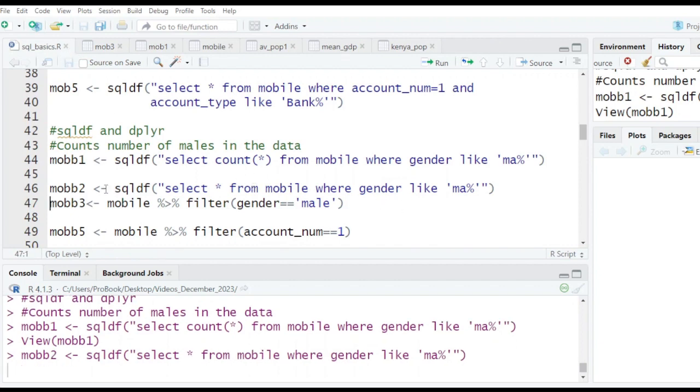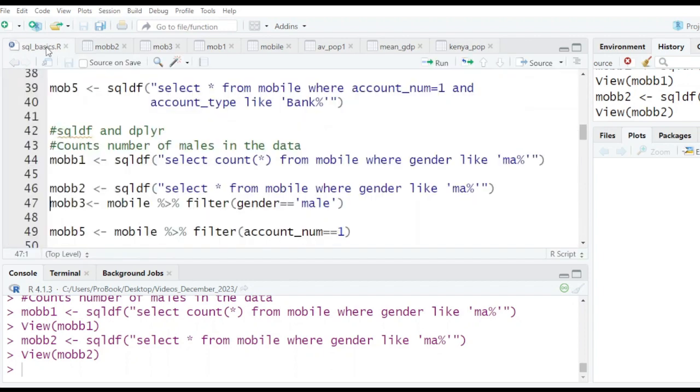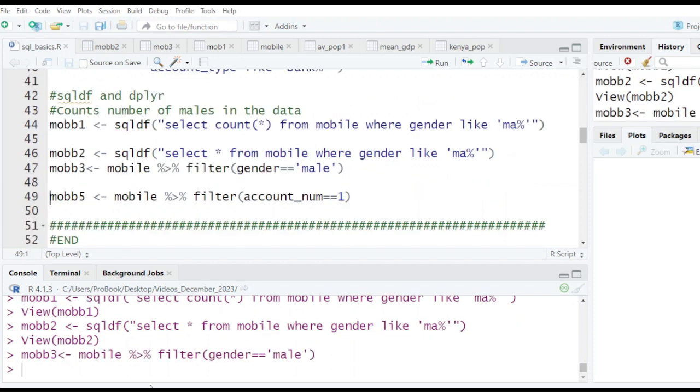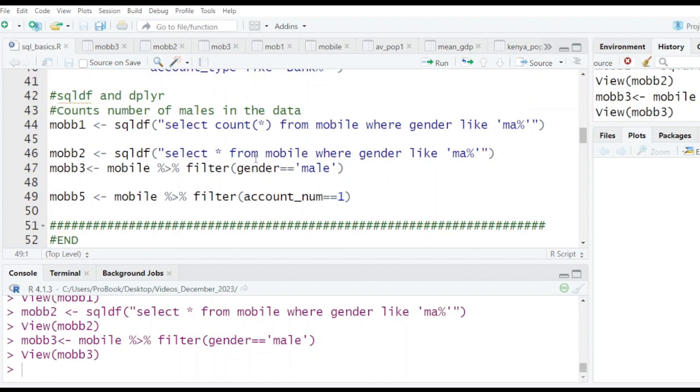And then I could also have looked at mob 2, whereby mob 2 is different from mob 1, and it gets me the gender as male, all of them, and then it selects everything for me. It can also filter for me, which is a command used in tidyverse, and you'll see they don't differ per se. It does exactly what mob 2 does: 1051 entries and 28 columns. That's what mob 3 does. So what SQL has done here, that is what tidyverse does with filter, and so on and so forth.